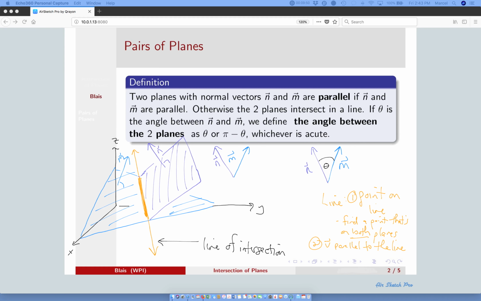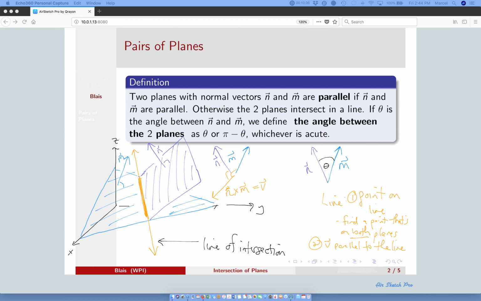What else is perpendicular to both m and n? Cross product. So if we do, say, n cross m, we can set that to be our v. That is perpendicular to both of those vectors, which means if it's perpendicular to both m and n, it's also going to be parallel to this line of intersection.